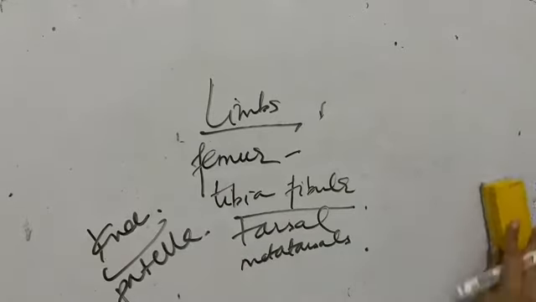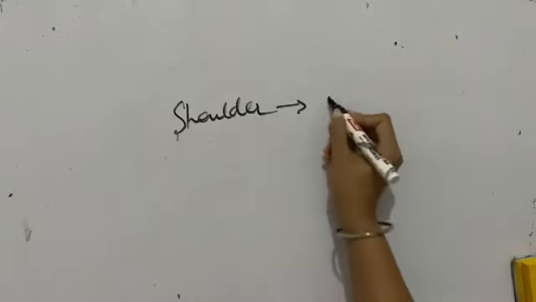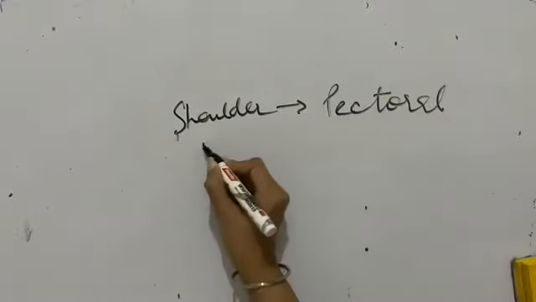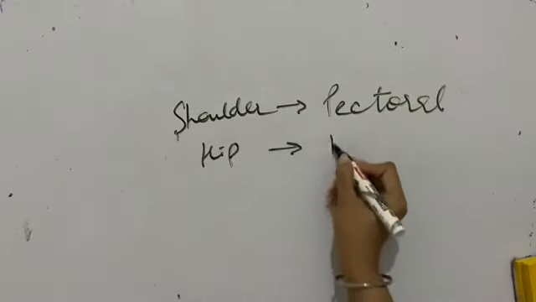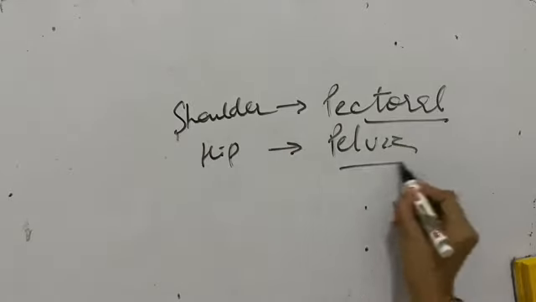Next are the girdles. We are talking about the appendicular skeleton, and it consists of limbs and girdles. Moving on with girdles, there are 2 girdles. One which is present in the shoulder region is known as the pectoral girdle, and one which is present in the hip region is known as the pelvic girdle. 2 girdles, pectoral and pelvic.